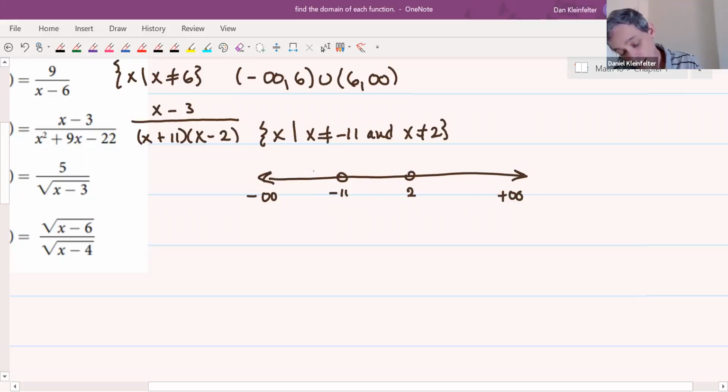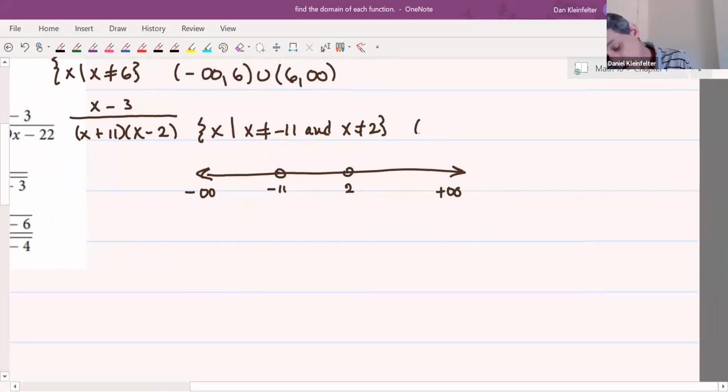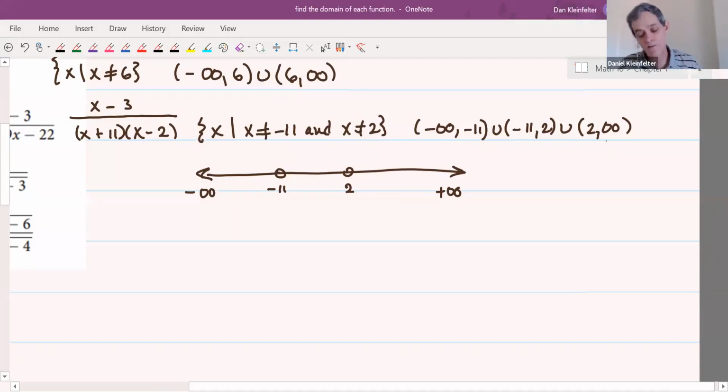So everything that's left will be from negative infinity up to, but not including, negative 11, from negative 11 up to 2, and then from 2 up to positive infinity. So there's 3 pieces or intervals that we have to hook together to make the complete answer for this one.